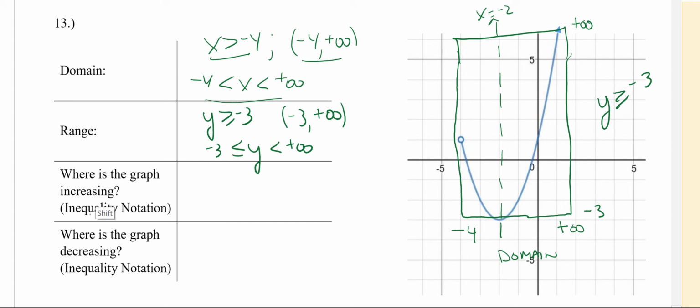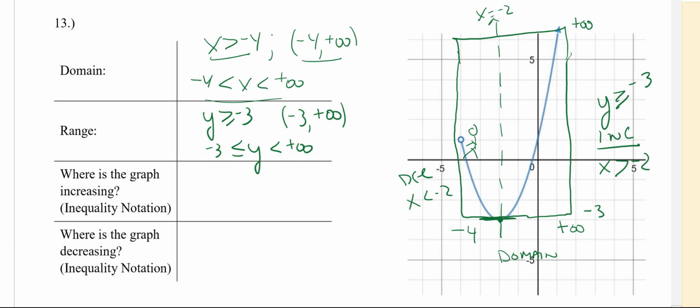Alright, and so then it says, where is the graph increasing? Well, I've got my axis of symmetry, and I know it's increasing on this side, when x is greater than -2. And over here, it's decreasing when x is less than -2. We can always tell by thinking about our little guy: he's walking down, so it's decreasing, and when he gets to the other side, he's increasing. Remember, at the vertex, we're not decreasing or increasing.